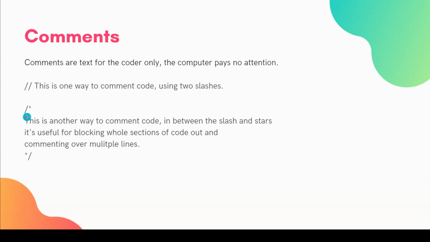The second way, we can use the slash and then the star to start a multi-line comment. We can write our comment over multiple lines, and then we can close that like a closed bracket with a star, then a slash.